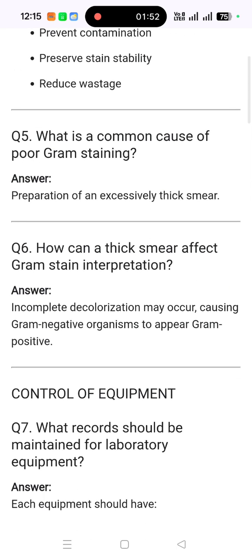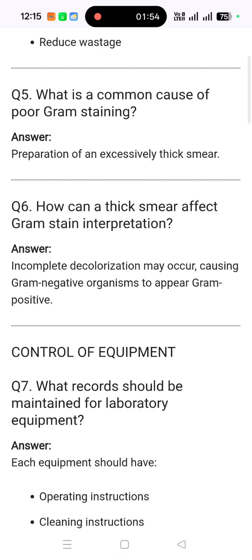What is the common cause of poor gram staining? Preparation of an excessively thick smear. So when you make the smear, the smear thickness should be appropriate, so that if you want to read a newspaper, you can read the newspaper easily through that smear.